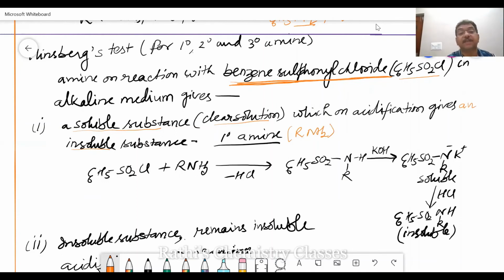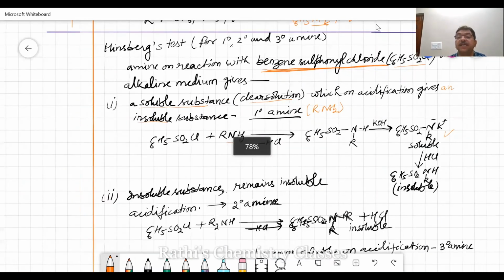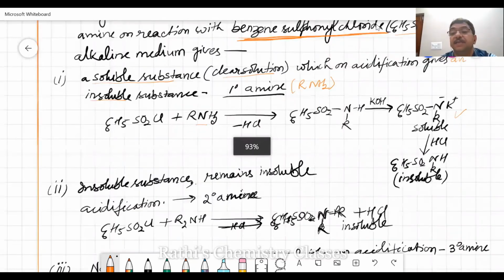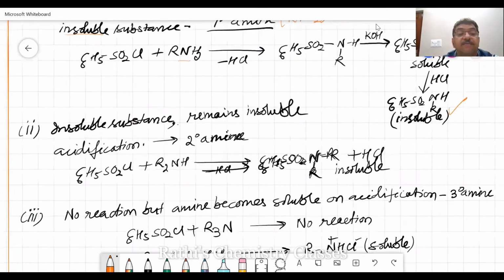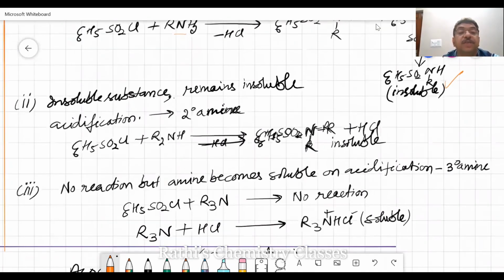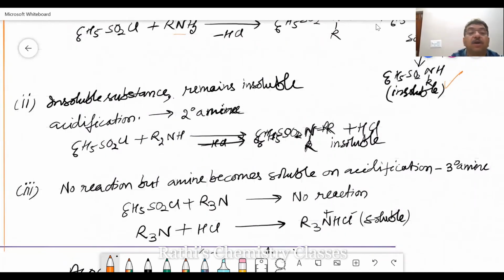So benzene sulfonyl chloride with RNH2 in alkaline medium gives the potassium salt, which is soluble, but as soon as we add acid, then immediately it gives insoluble substance. So this is for 1 degree amine. Like if we go for 2 degree amine, that gives insoluble substance and remains insoluble on acidification. Even on adding acid it remains insoluble, and before also we obtained an insoluble substance.